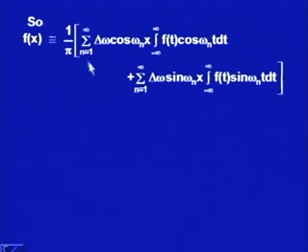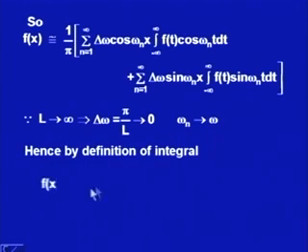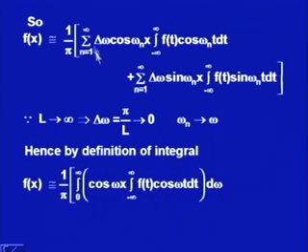Now, we will use the definition of the integral. You do remember the definition of the integral, this we are changing it to be, that is, since L is approaching infinity, delta omega would be approaching 0, and omega_n we will take as approaching omega. Hence, by the definition of the integral we would get f(x) as 1 upon pi, this summation changing to the integral from 0 to infinity, cos omega x. This is the multiple of this thing.